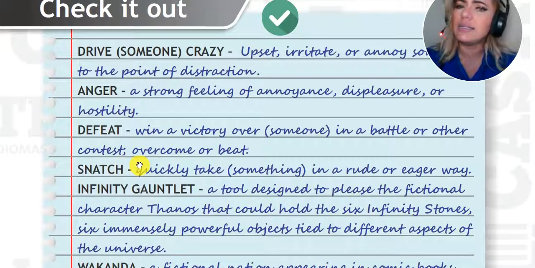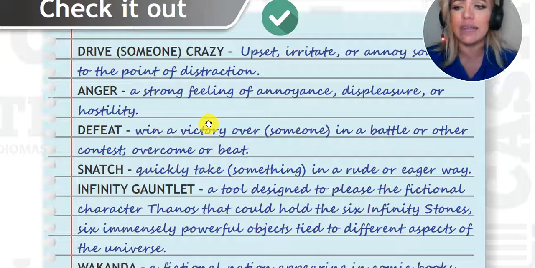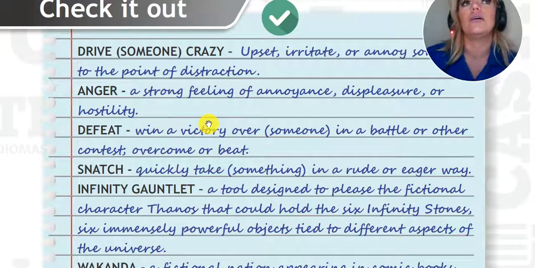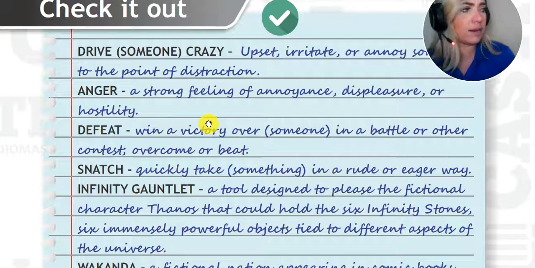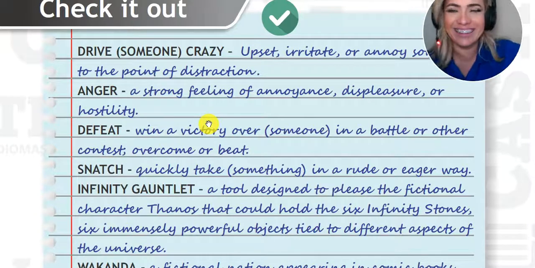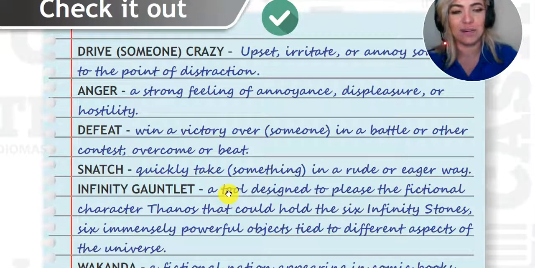Anger. What does it mean, anger? A strong feeling of annoyance, displeasure, or hostility. So, do you remember the person annoying you? Starting to be anger, like, I'm gonna kick your ass. Okay? I'm sorry for that bad word, but let's continue.